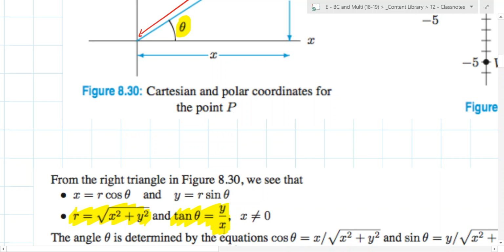What about x and r? Well, the definition of cosine is x over r, and the definition of sine is y over r. So what does x equal? r cosine theta, and what does y equal? r sine theta. Always remember that. You will use that a lot.